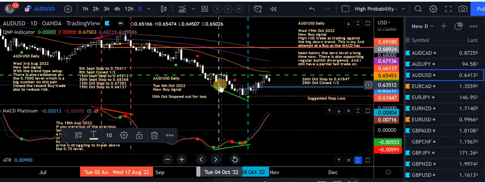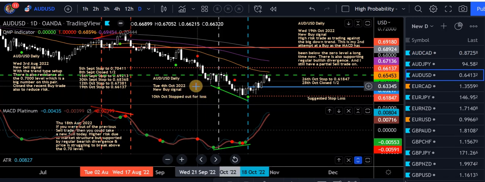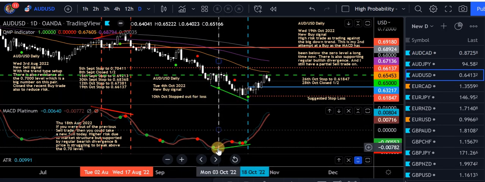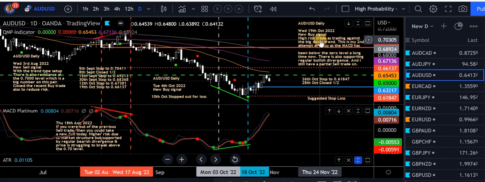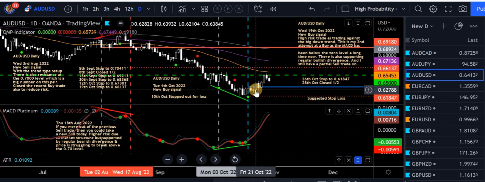Right, we took a buy in here. It's a high-risk trade against the trend. That's the 4th of October. That's just there. Didn't work, so that was stopped out for a loss. And we've got another buy signal here. There's divergence. This is the most recent one. Got a buy here. So 26th of October, I closed half.